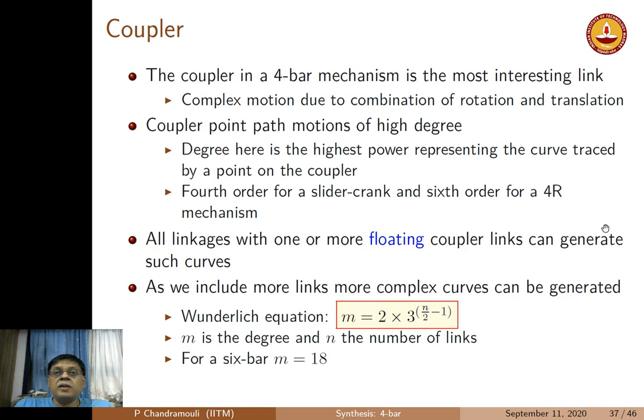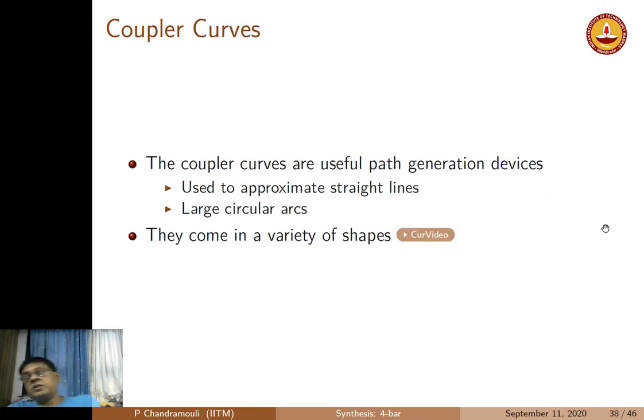All right. So the coupler curves basically are very useful in terms of path generation devices. You can use them to approximate straight lines. We tried this before. I guess you guys can do this somewhat better than what I have done. We can also use this to basically do large circular arcs when we do what I call cams. I will show you some of these things. They come in a variety of shapes. So these shapes are what make the coupler atlas.